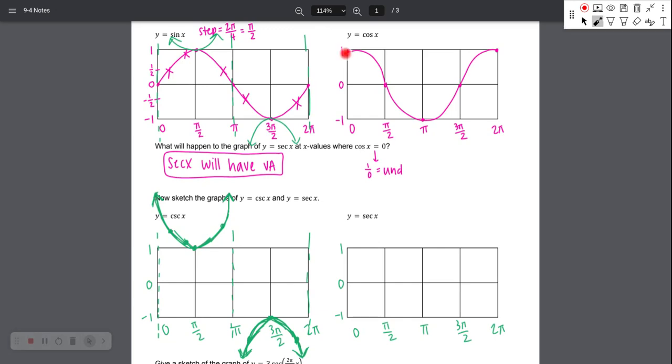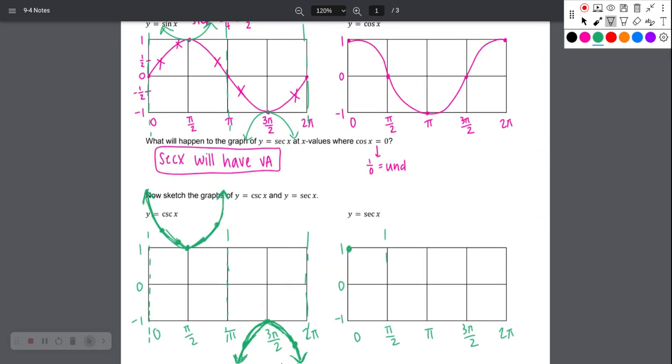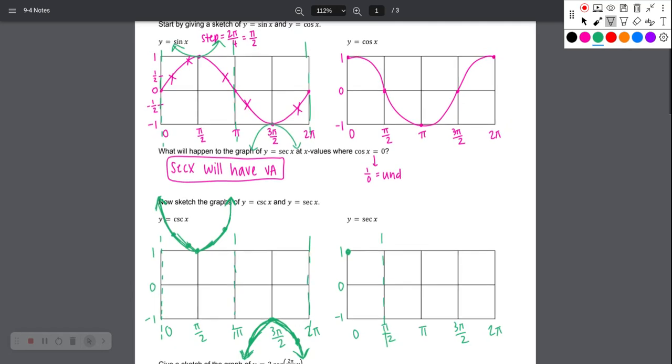Looking at the first point for cosine, that's at a point of 1. The reciprocal of 1 is still 1, so we're still going to have a point right there. Cosine is 0 here. The reciprocal of 0 is undefined, so secant will have a vertical asymptote. Down here at negative 1, the reciprocal of negative 1 is still negative 1, so we're going to have a point still there. Reciprocal of 0 is undefined, so we're going to have a vertical asymptote. And then ending at 1, the reciprocal of 1 is still 1, so we're going to have a point right there.